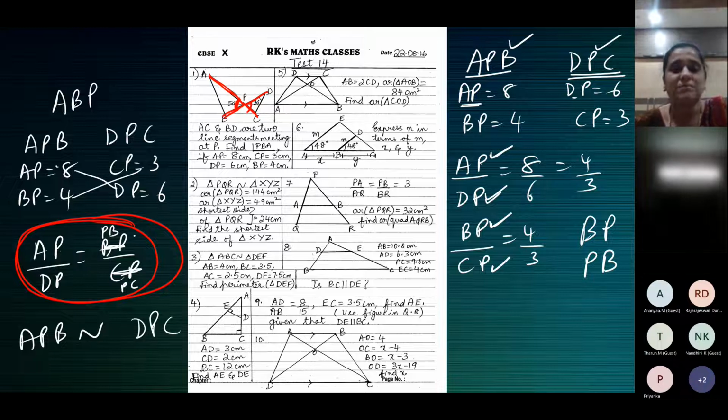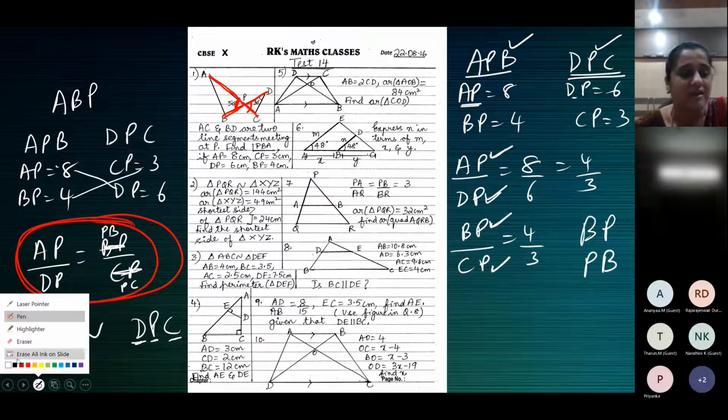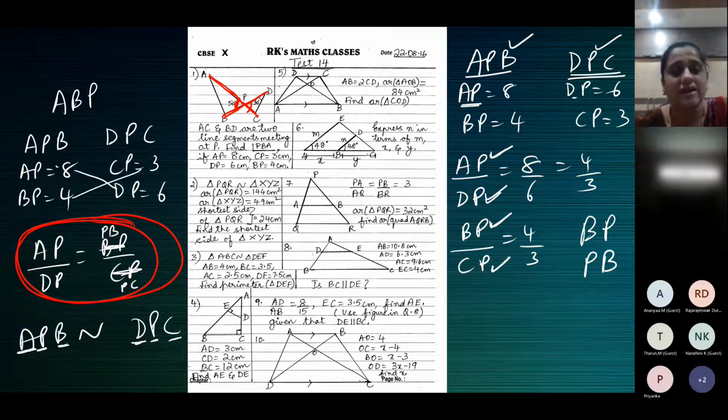Triangle APB is similar to triangle DPC. So that means angle A of the first triangle is equal to angle D of the second triangle. Angle P of the first triangle is equal to angle P of the second triangle. Angle B of the first triangle is equal to angle C of the second triangle because their corresponding angles are equal. So angle A is equal to angle D.